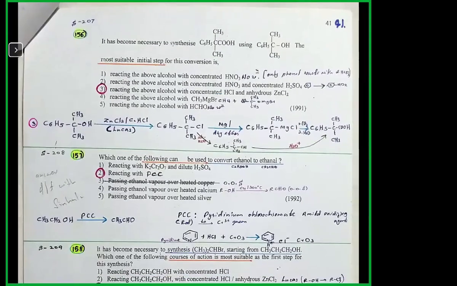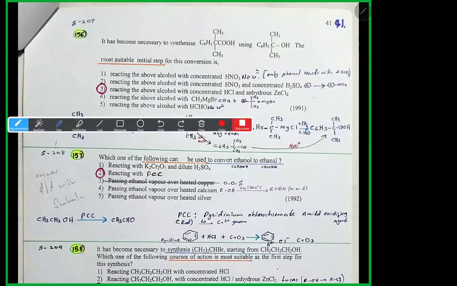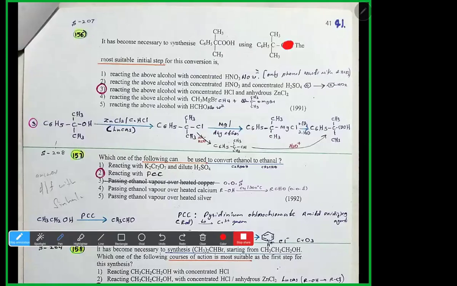156. These two are the most suitable initial steps for conversion using this initial compound, which is a tertiary alcohol. OH to halogen, isn't that easier? OH converts to halogen, then halogen to CN, addition of acid to COOH, or even chlorine to Grignard, CO2, H2O, COOH. Anyway, we have only one single possibility, number 3. 156, answer 3.